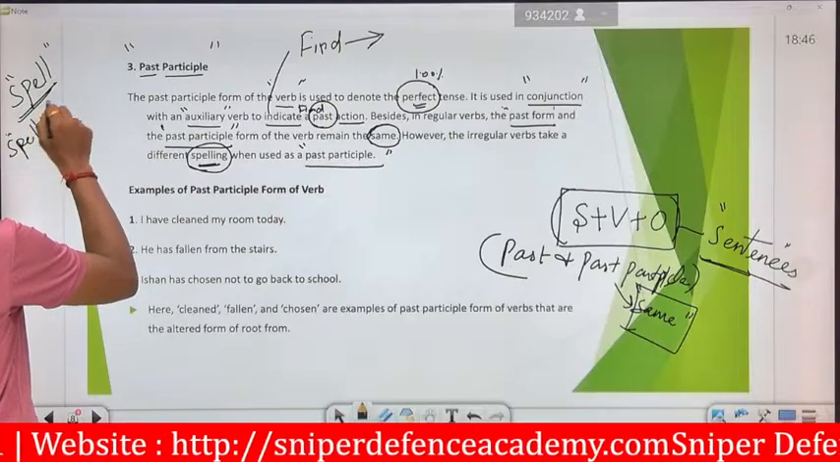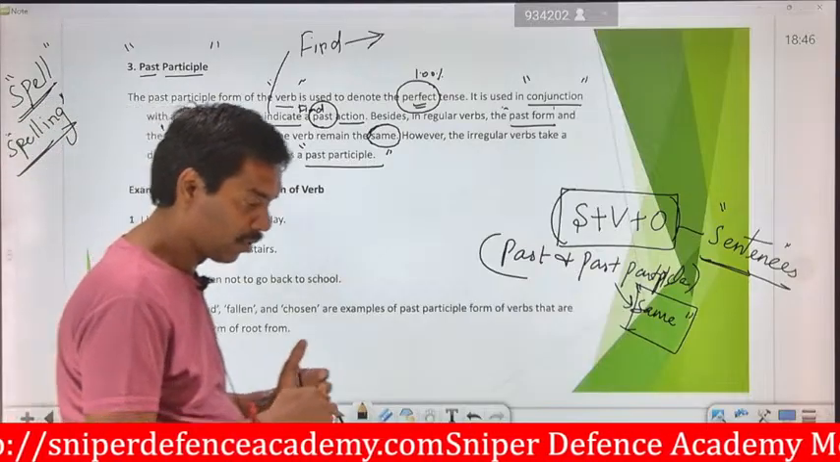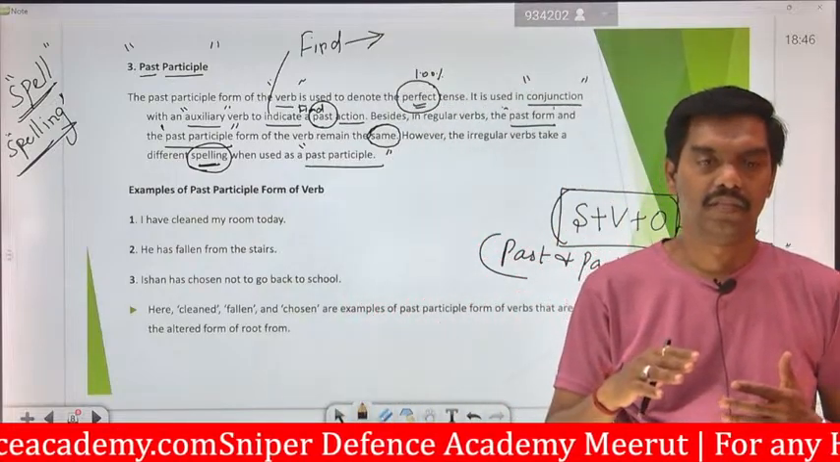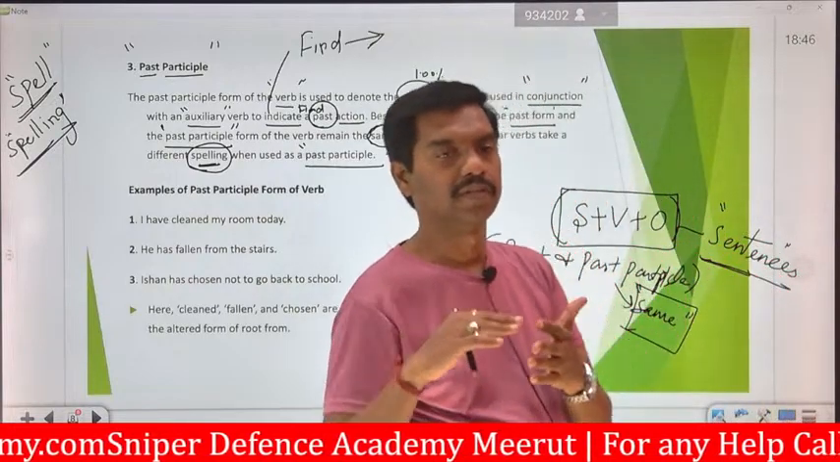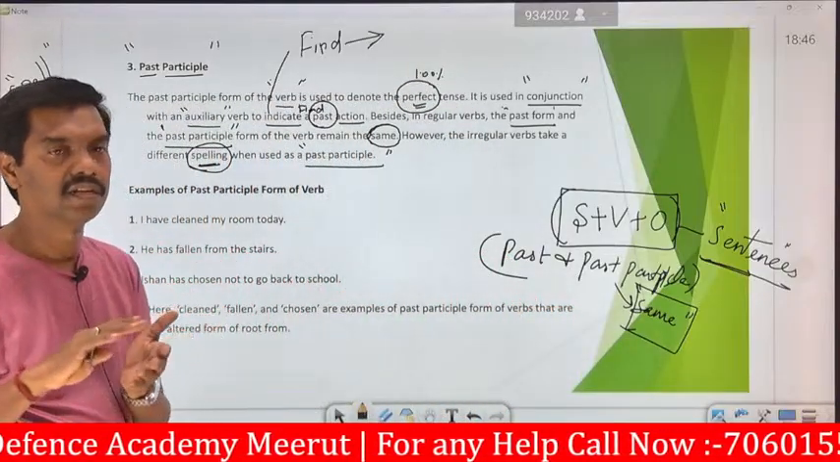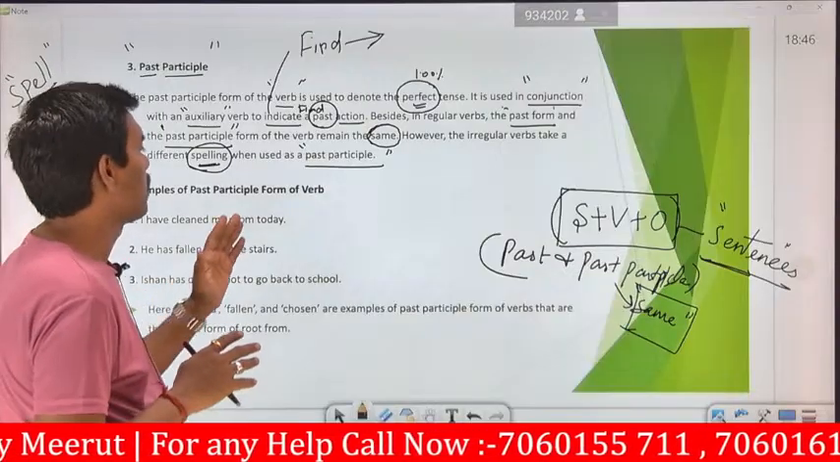The spelling means the words which you are going to pronounce, in terms of letters. It will be totally different. It will be variable. That is said to be an irregular verb. It is said to be a past participle.